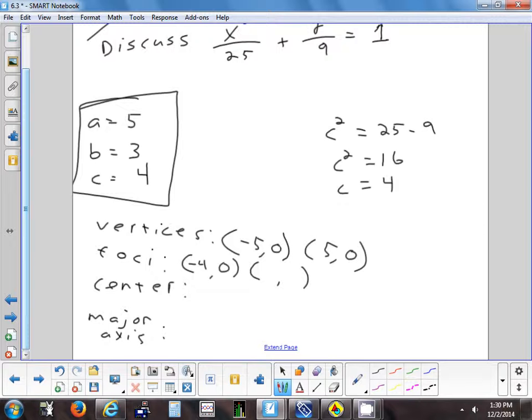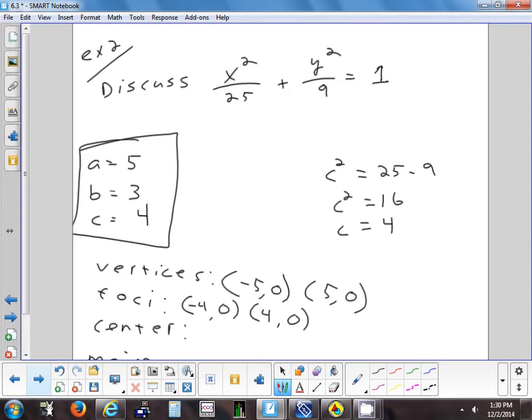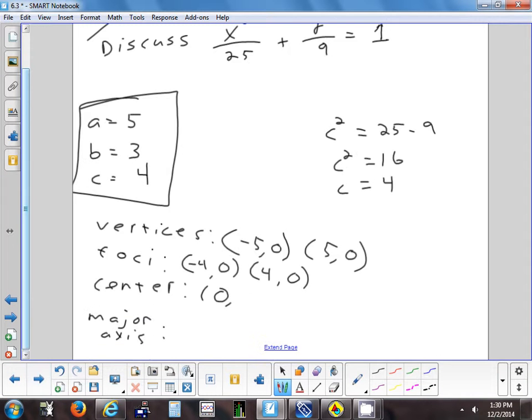What are my foci? Yep. 0. Where's the center? 0, 0. We haven't transformed it left, up, down, left, or right yet. So center is 0, 0.